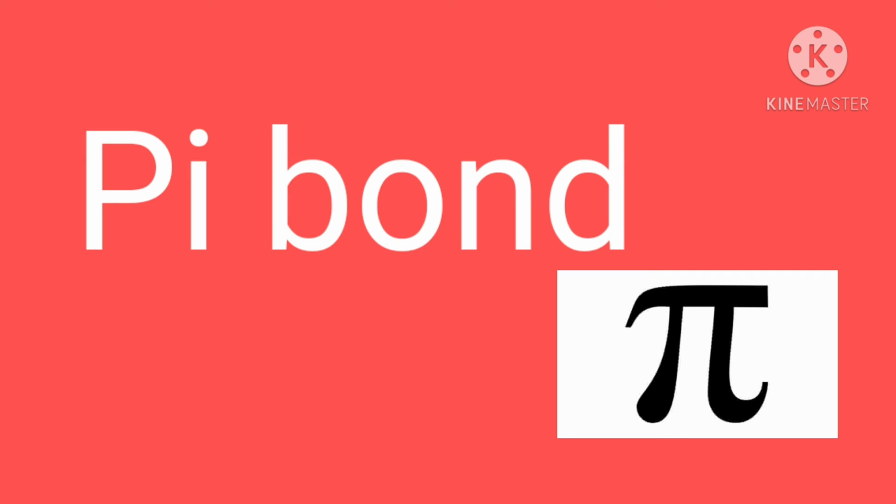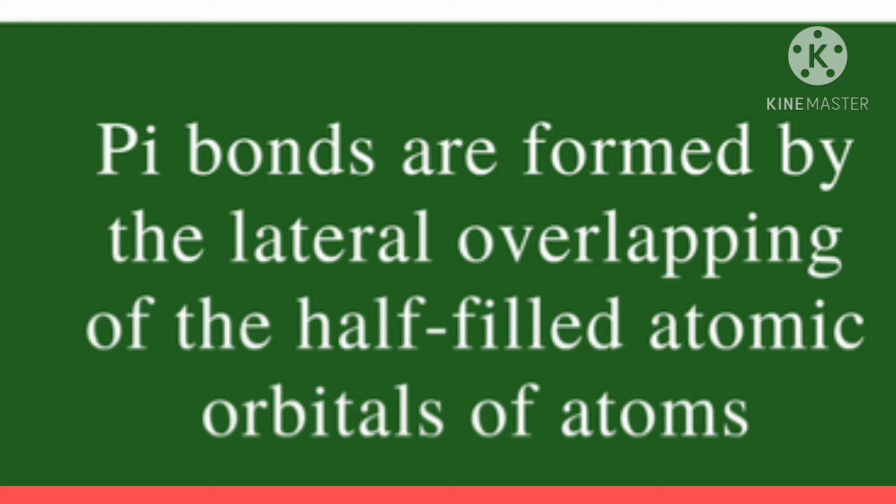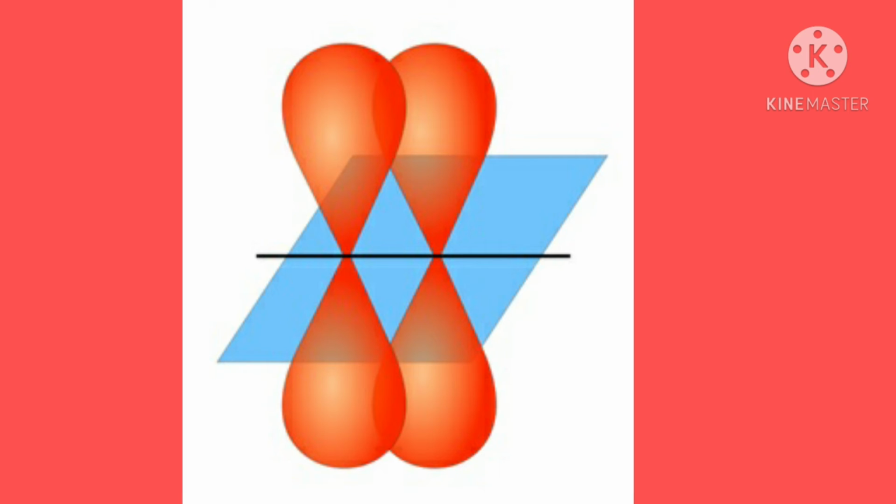Let us see the other bond, that is the pi bond. A pi bond is formed by the lateral overlapping of the half-filled atomic orbitals of atoms. This bond forms in p, d and f orbitals only. This is called sidewise or lateral overlapping.